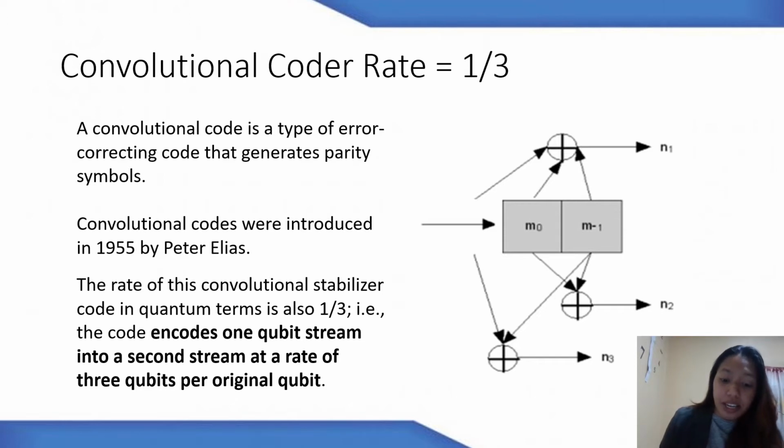So I have here an example diagram which is a convolutional coder with a rate of 1/3. The rate of this convolutional stabilizer code in quantum terms is also 1/3. The code encodes 1 qubit stream into a second stream at a rate of 3 qubits per original qubit.